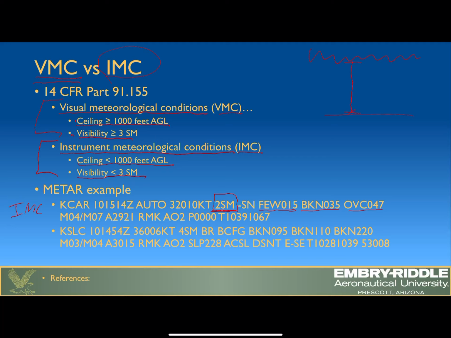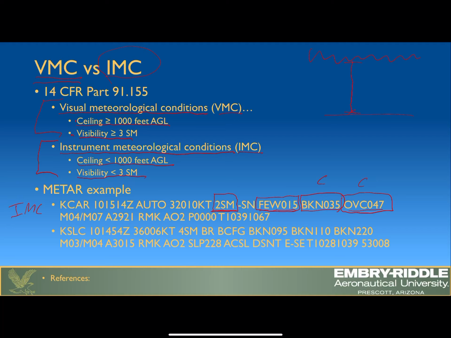If we look at determining the ceiling, few clouds does not determine ceiling. That is not considered a ceiling. It's either broken or overcast. These two things are what determine the ceiling. So we look at the lowest, which in this case would be broken, at 3,500 feet. Remember, you add 2 zeros to the end there. So in that case, our ceiling is well above VMC minimums.